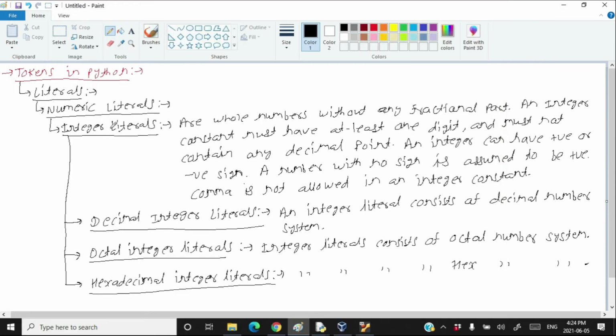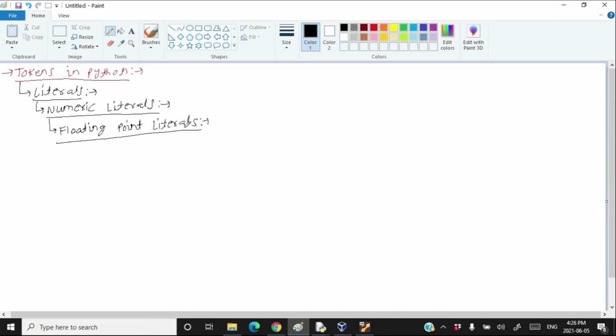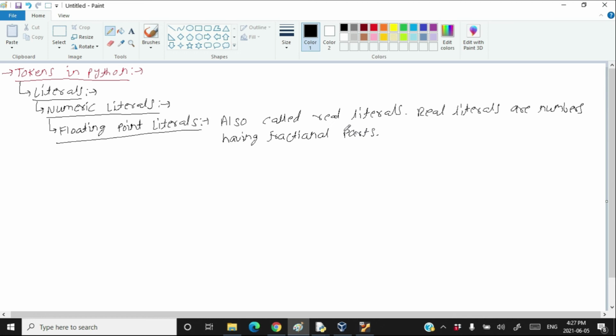Now let's see another numeric literal in Python, and that is called floating point literal. Floating point literals are also called real literals. Real literals are numbers having fractional parts. There are two forms of writing floating point or real literals. One is called fractional form and the other one is called exponent form.